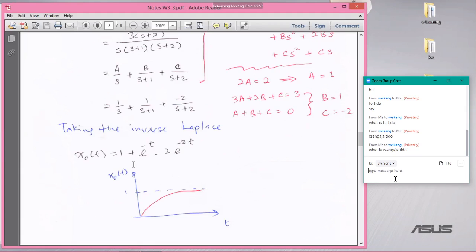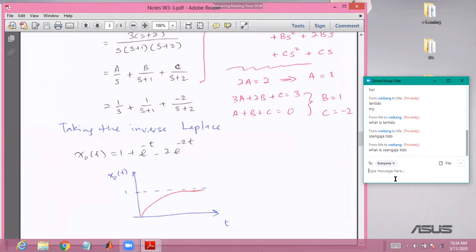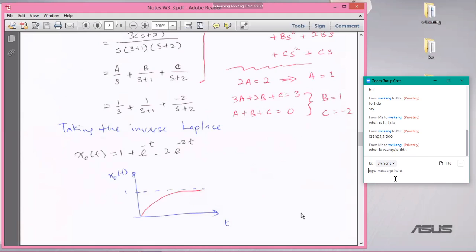And then if you draw this response with respect to time, you get something like an exponential increase of a function, and then you have your transient part, and then you're going to have your steady state part. Okay, so do you have any question?